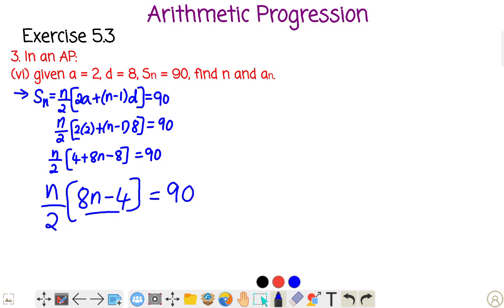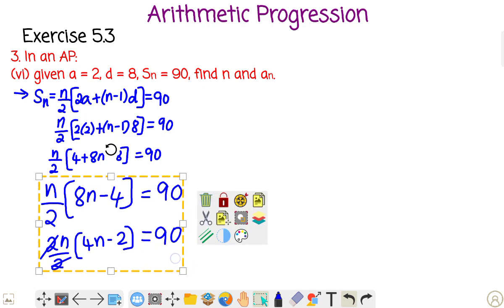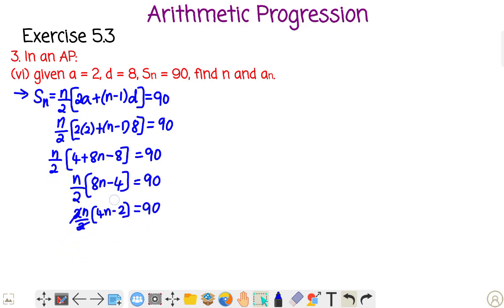So I can take 2 common from this. So that will be 2n by 2 into 4n minus 2 is equal to 90. So I can cancel these two. So here I'll get n into 4n minus 2 is equal to 90.